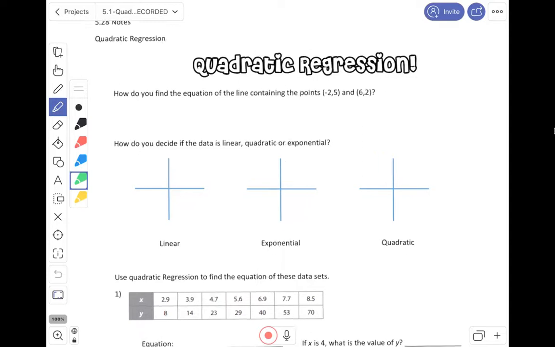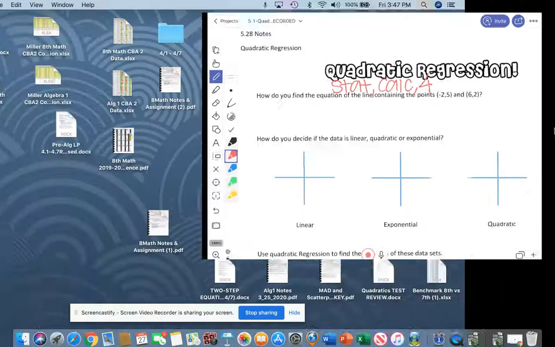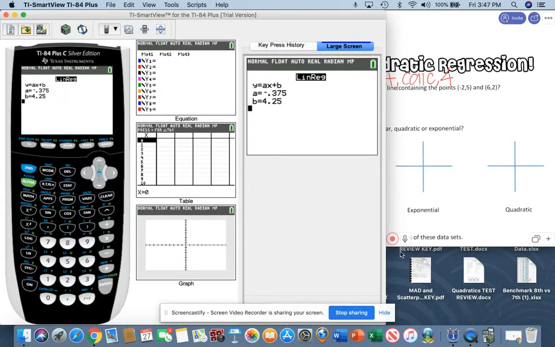This first one says, how do you find the equation of a line containing the points -2, 5, and 6, 2? This one is a stat calc 4. Don't sit here and work it out by hand. Stat calc 4. So you pull up your calculator.